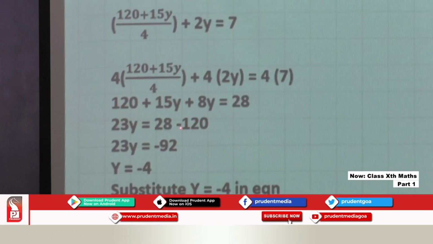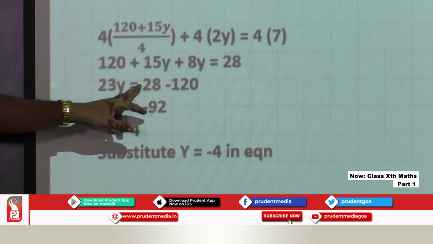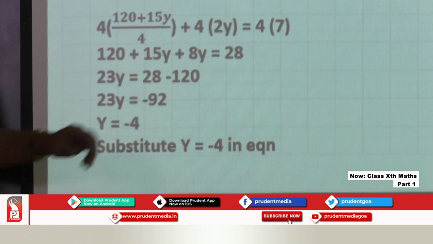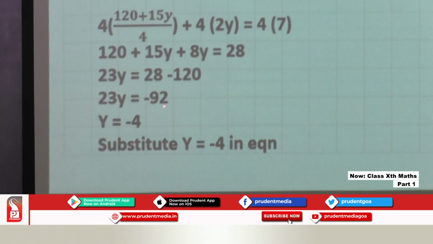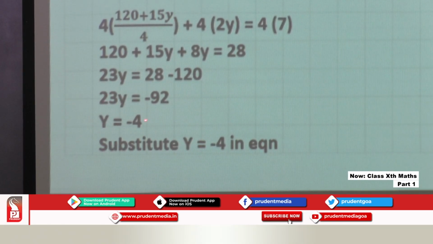So, what I get here is minus 120. So, 23y is equal to 28 minus 120, I get minus 92. Remember that when you are subtracting a bigger number from a smaller number, the sign of the bigger number will come, so it is minus 92. So, then I shift this 23 to the right hand side.